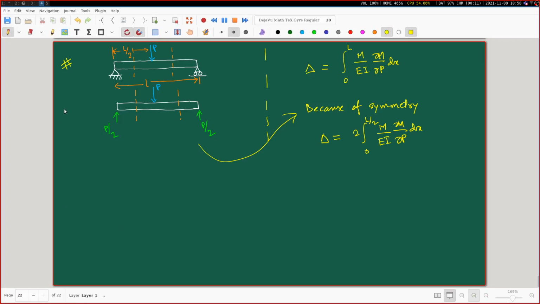Sir, is this Castigliano's theorem applicable for only a single external force acting on the body, or can we extend this for multiple forces acting on the body or any distributed forces? Multiple forces, distributed forces, doesn't matter.